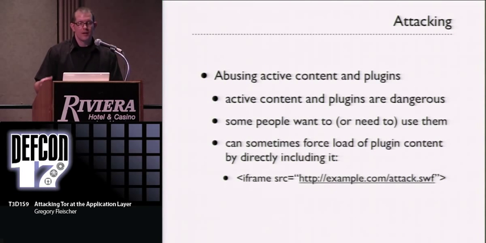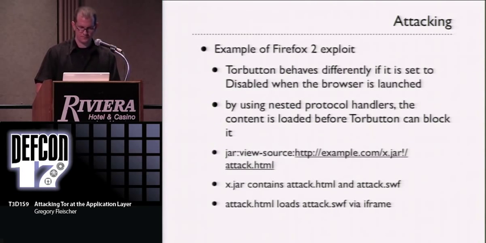So this can be then used to really, really get after you. So let's talk a little bit about a Firefox 2 exploit that was pretty interesting. The Tor button behaves differently if it's launched from a disabled state versus if it's launched from an enabled state. And there were some approaches that you could use then to load the active content. In this case, it was Flash, by wrapping it in multiple protocol handlers. And Tor button was attempting to say, "Oh, you're trying to directly load something," and it would fire, but it would fire too late, because by the time it had actually loaded, it was already too late. The Flash was running.